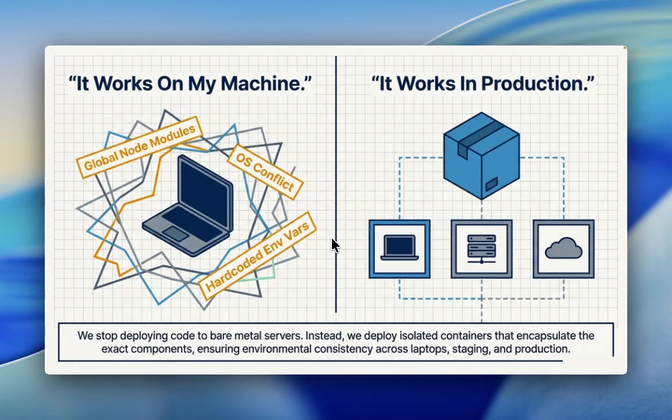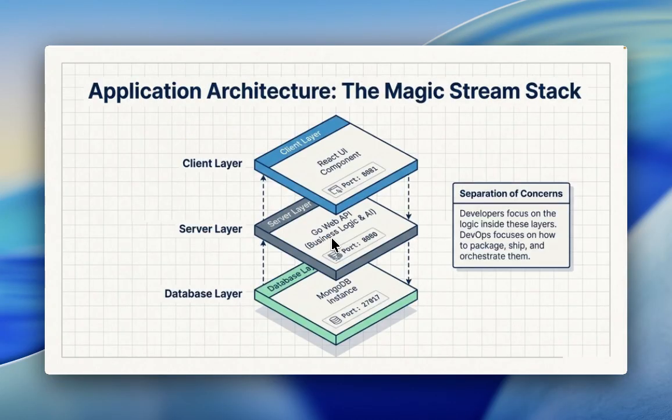It works on my machine: global node module, OS conflict, hard-coded environment variable. It doesn't work in production. We stop deploying code to the bare metal server. Instead, we deploy isolated containers that encapsulate the exact components, ensuring environmental consistency across staging and production.